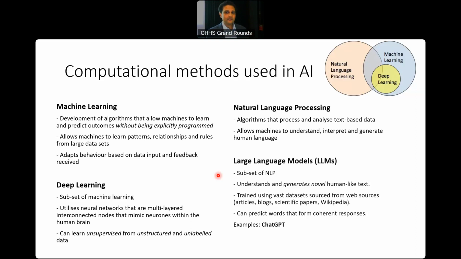And that's where these large language models are essentially natural language processing algorithms that are trained on vast amounts of data sets sourced from the internet. So articles, blogs, scientific papers, things like Wikipedia, digital books, digital encyclopedias. Basically, these algorithms are set loose on that resource. And essentially, in a probabilistic sort of way, it makes associations between words and predicts what the next word or set of words will be. An example of that is ChatGPT.